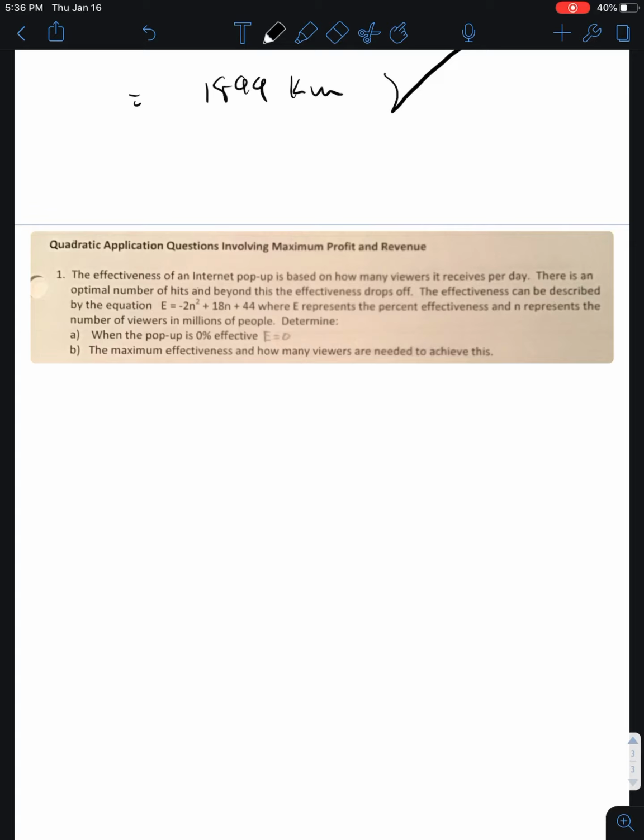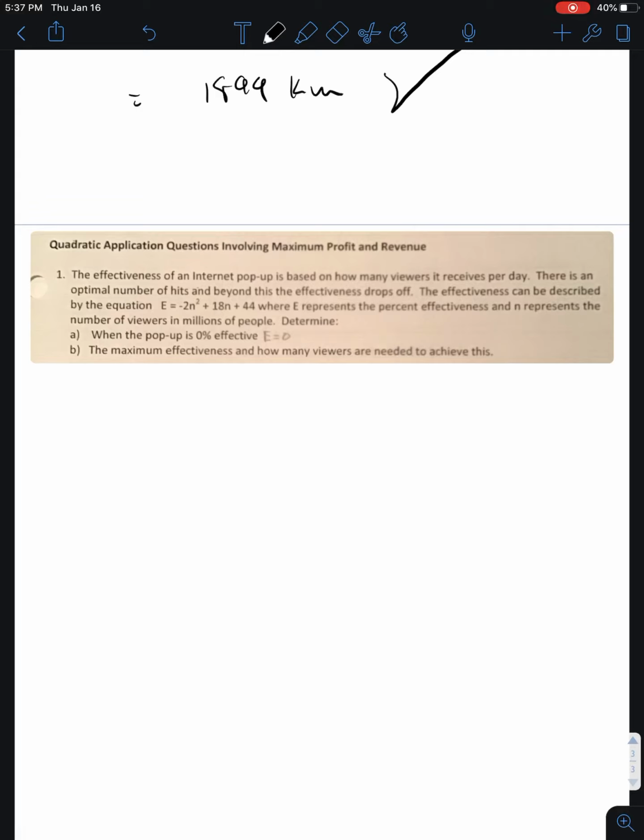So initially, when I saw this, I was thinking, if I plug in 0 for N, when the pop-up is 0% effective, how many views am I going to get? None. Well, let's look at the equation. So if I plug in 0 for N. Oh, N. I was thinking incorrectly, but I still arrived at something useful.